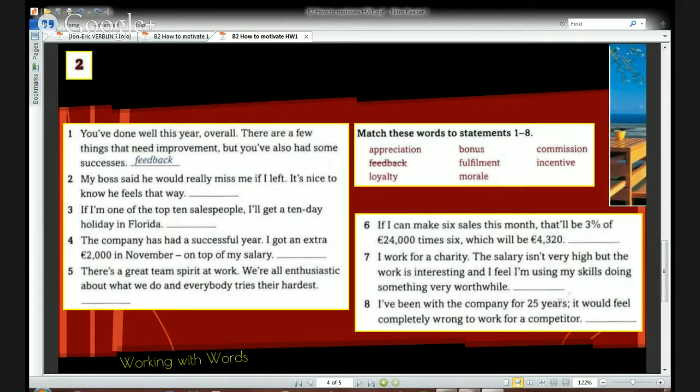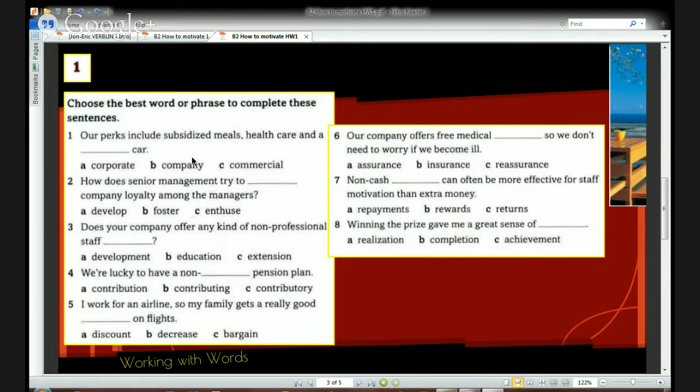So keep these words in mind, and what I want you to do is use them as actively as you can in the next part of the class. Appreciation, feedback, loyalty, bonus, fulfillment, morale, commission, incentive, and material things like company car, non-material things like fostering loyalty. So we've got these collocations now.